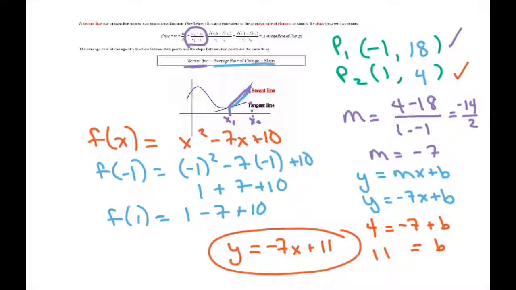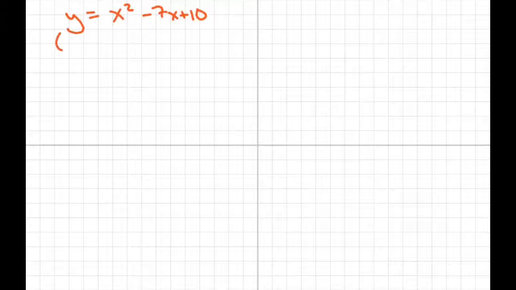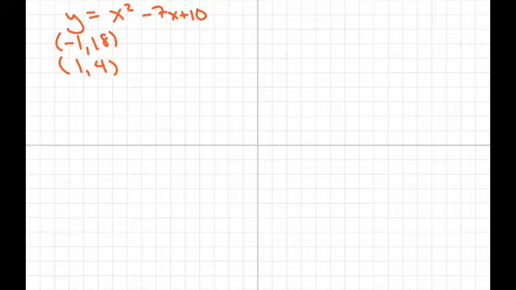All right, so let's try to graph this as best as we can. We're going to really estimate on this one. So -1, 18, 1, and 4. Now my y-intercept is 10. That's why this is going to be hard. I'm going to go by twos: 2, 4, 6, 8, 10. So that's going to be 0, 10.